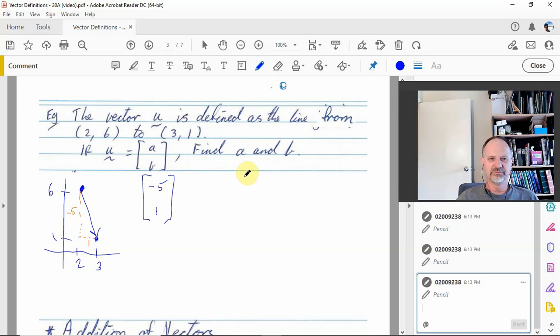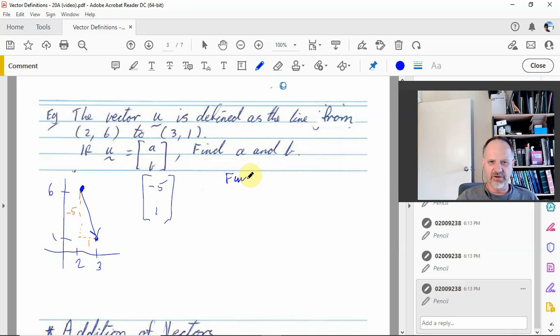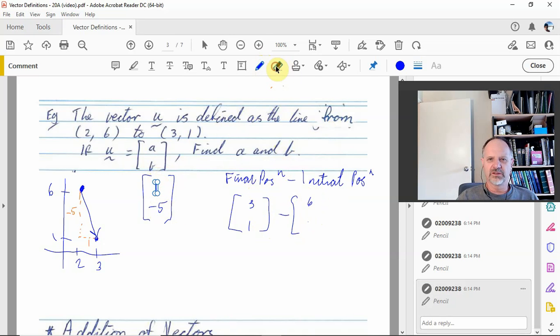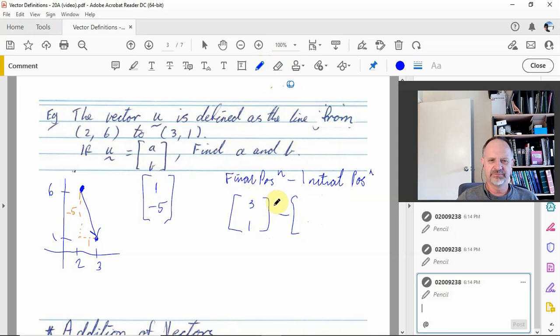Alternatively, we could also write the vector in the following way: our final position minus our initial position. So our final position is (3, 1), and our initial position is (2, 6). Sorry, I've got them the wrong way around, haven't I? The across goes up the top, so we've gone across 1 and we've gone down 5. Sorry about that. That's a mistake I shouldn't have made. So we have (3, 1) and we end up at (2, 6).